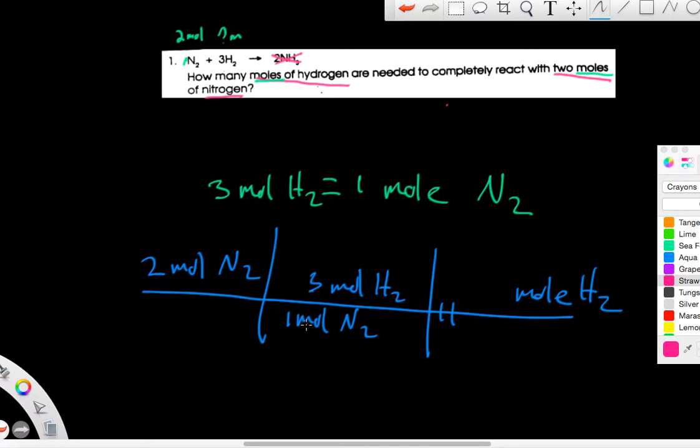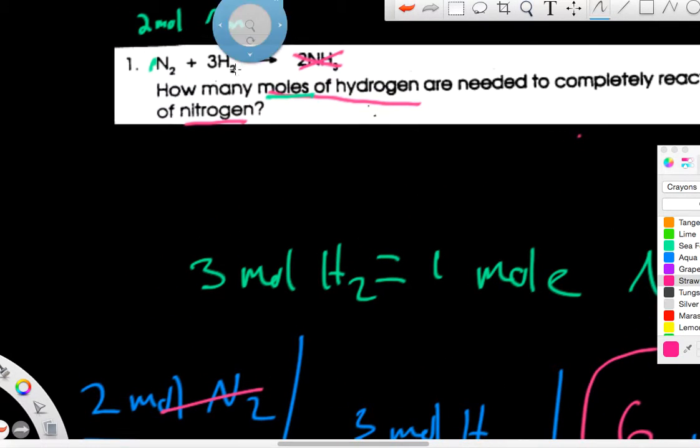Go through, cancel out my units on the top and bottom, and again, I'm in moles of H2. So 2 times 3 ends up being 6, and divided by 1, that doesn't really matter. So it ends up being 6 moles of H2 are needed if I have 2 moles of N2. And that makes sense, because if we look up at our problem, 1 mole of N2 requires 3 moles of H2, so if I double my N2, I double my H2 as well.